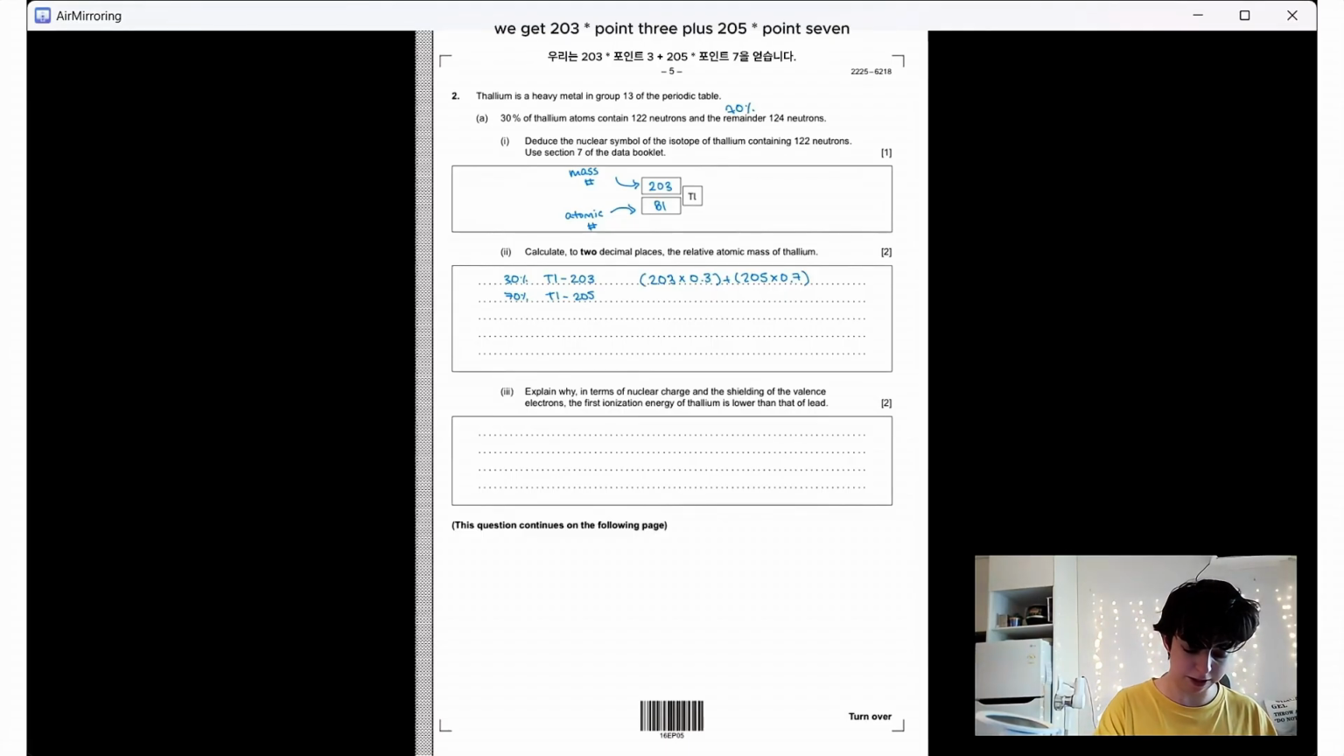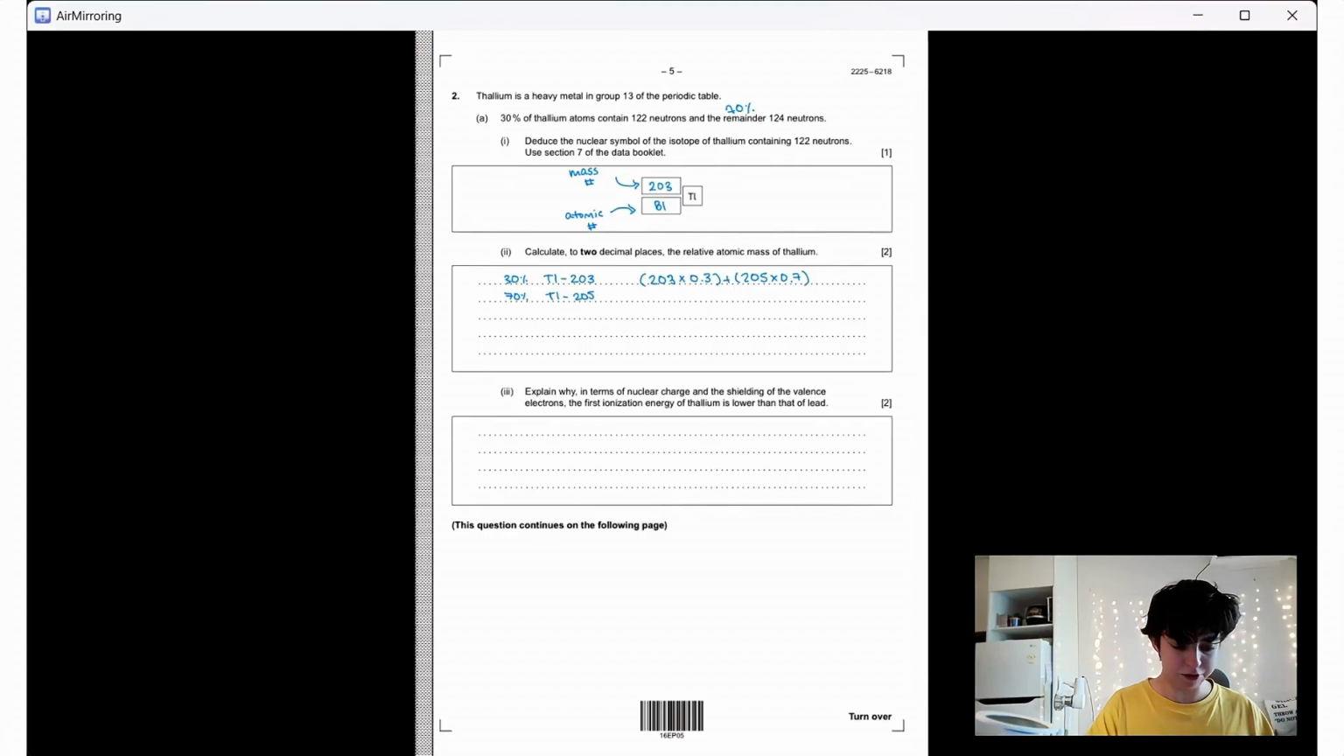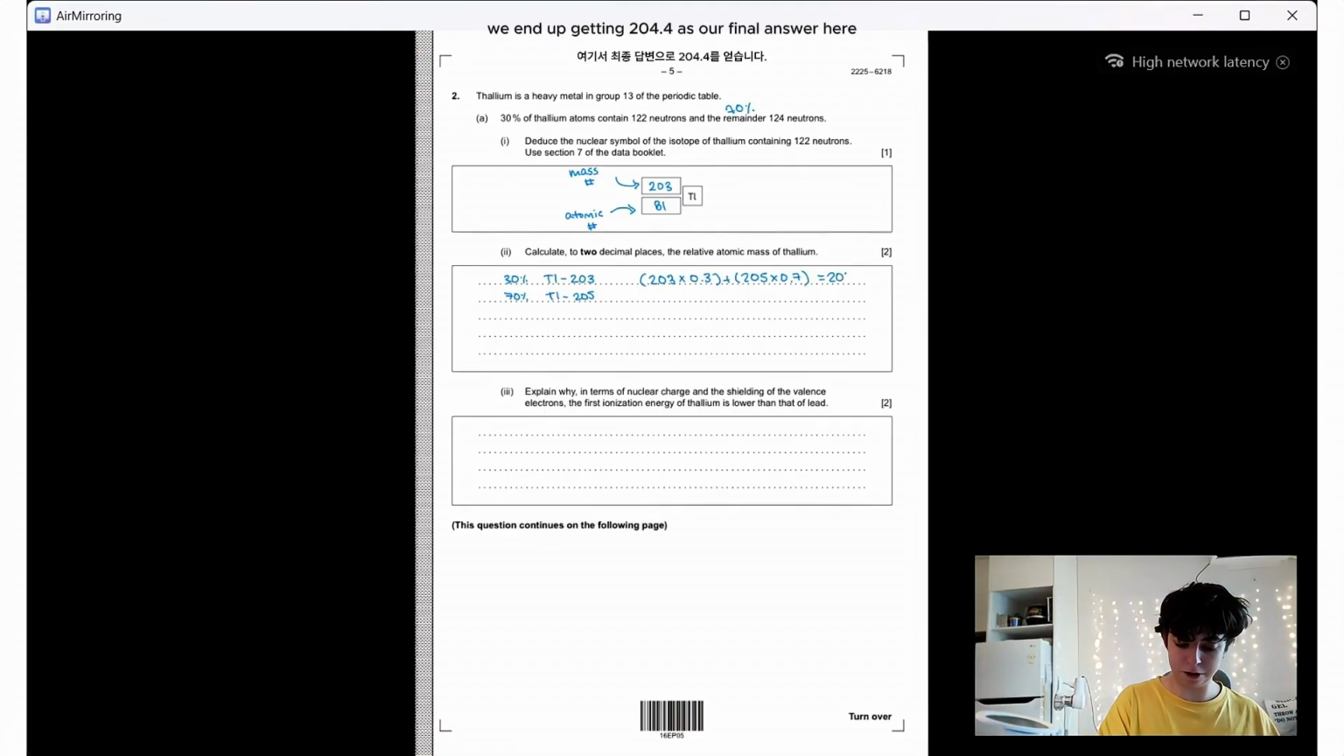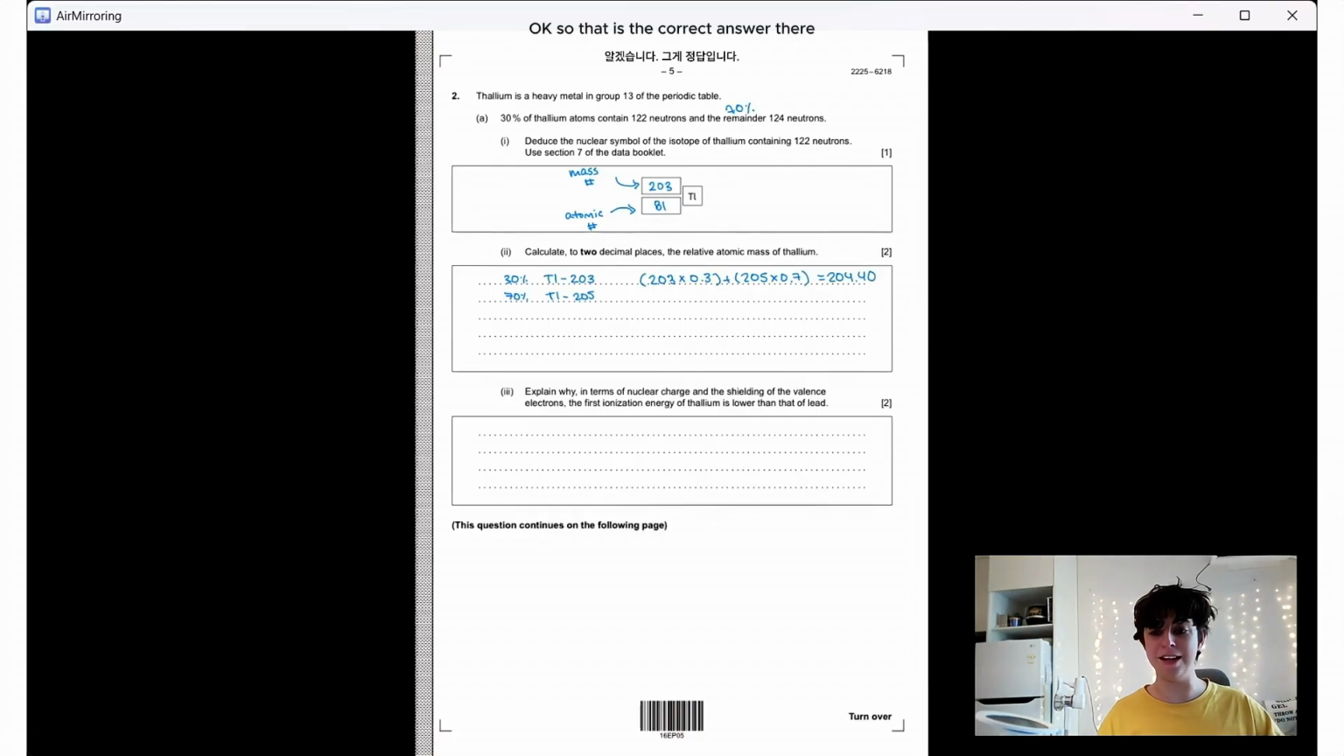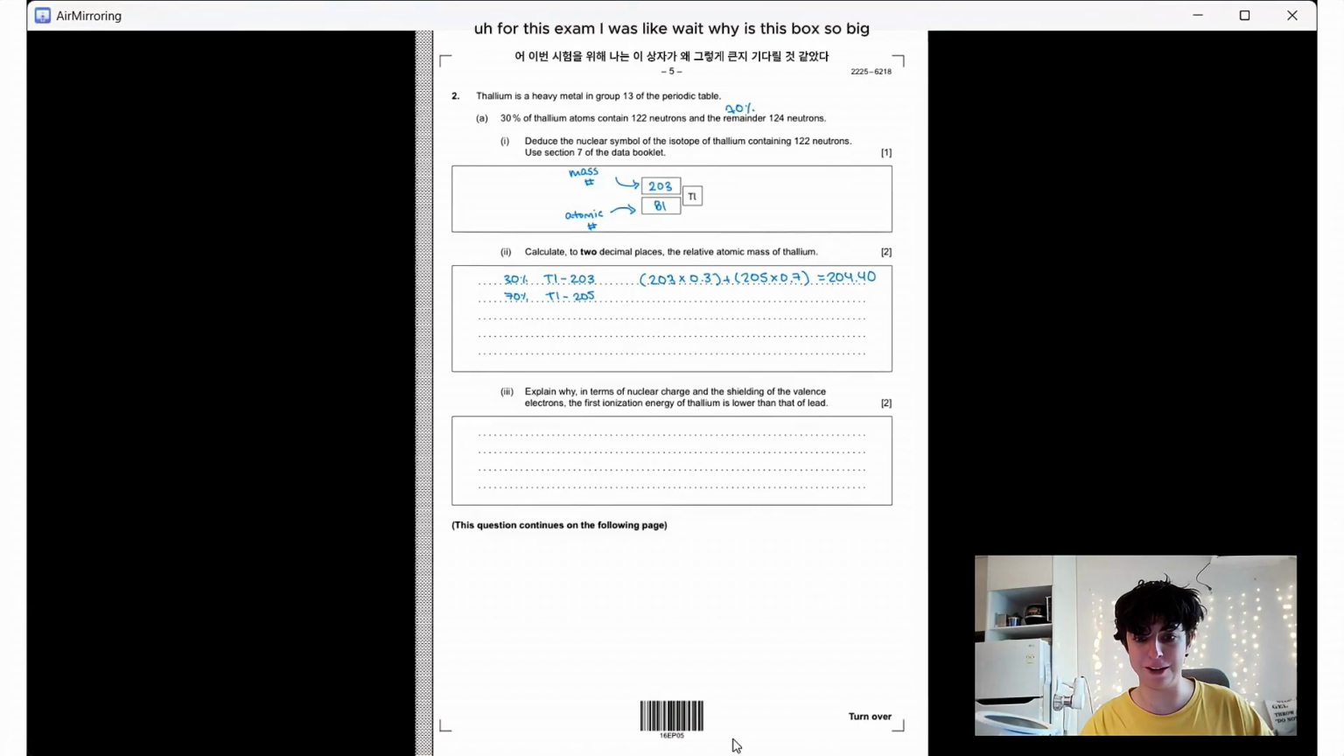Whenever we do that, 203 times 0.3 plus 205 times 0.7, we end up getting 204.4 as our final answer here, but it says to 2 decimal places, so 204.40. Okay, so that is the correct answer there. I think it is kind of criminal that they put the box here as being so big for such a simple calculation. I genuinely was second guessing myself when I was doing this for this exam. I was like, wait, why is this box so big?